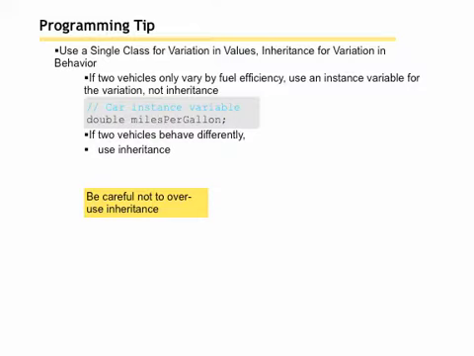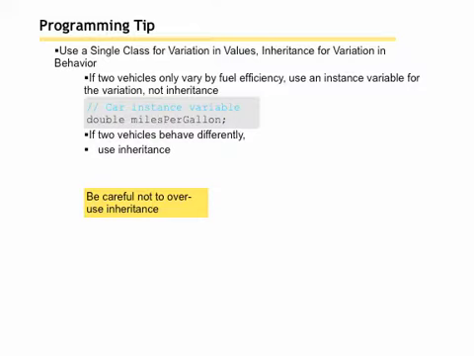An example might be if two vehicles vary only by their fuel efficiency, use an instance variable for that, not inheritance. If they behave differently, use inheritance. For example, if we want to build on this question model, if we want to implement different types of questions, a multiple choice question is going to behave differently than a fill in the blank, that's different than a matching, that's different than a true false, and so forth. Does that make sense? I hope so. So behavior differences, use inheritance. Differences in values, just use a single class.